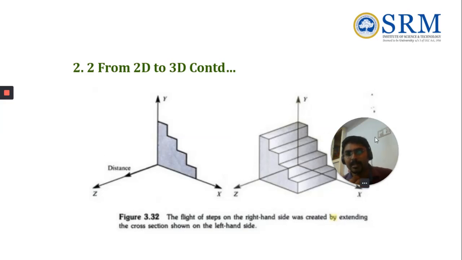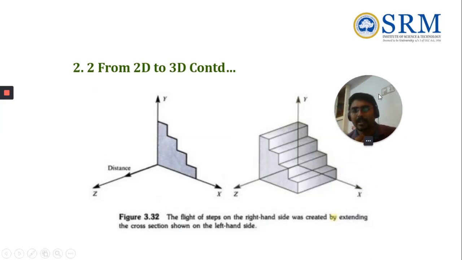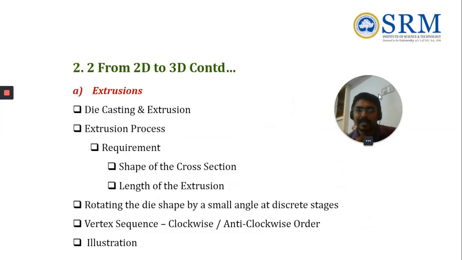In the diagram, you can see that the right hand side was created by extending the cross section shown on the left hand side. So actually the left hand side is in the x and y axes, but we are extending along the z axis. Then we are creating the 3D model. Okay, so this is called extrusion.